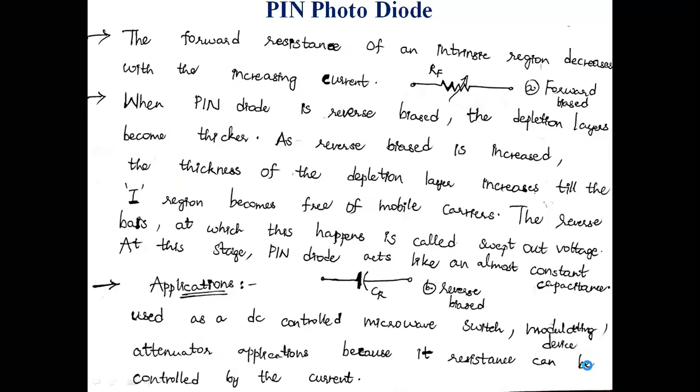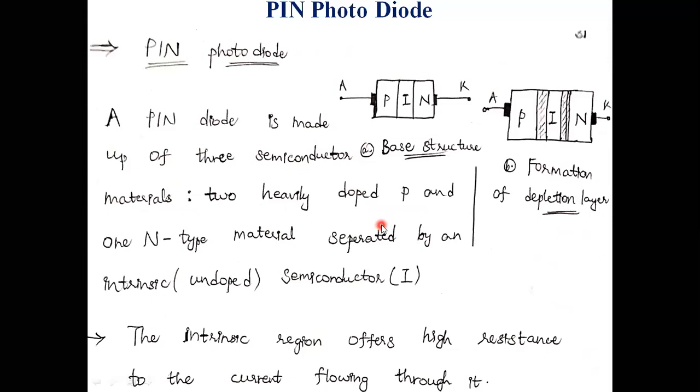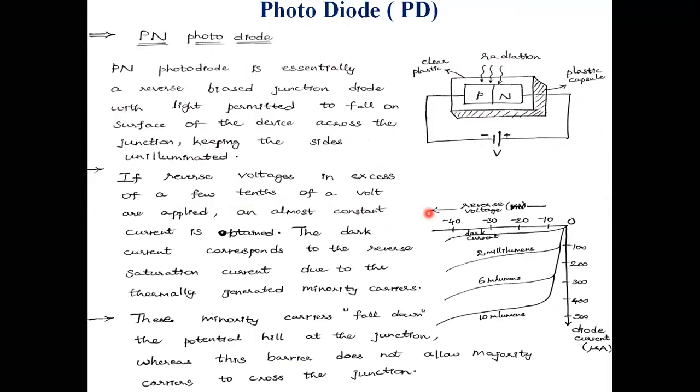First one, the PN photodiode. This is the PN photodiode. The symbol for this photodiode is normally the normal diode symbol as it is, and the arrow marks point inwards, two arrow marks. This is known as the photodiode. This is the symbol for the photodiode, and this is the layered diagram for the photodiode.